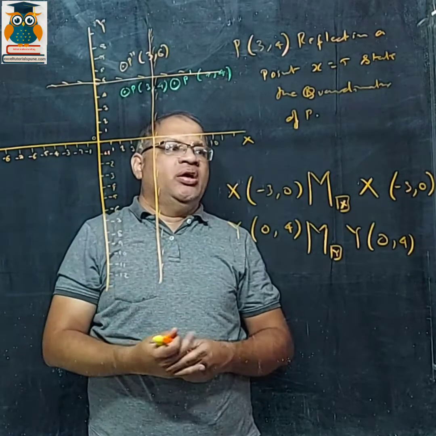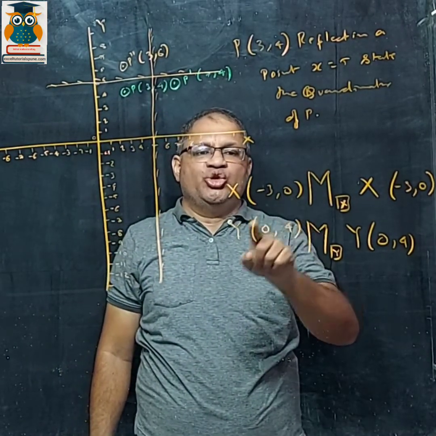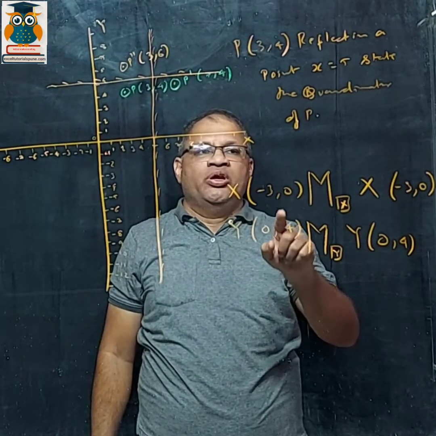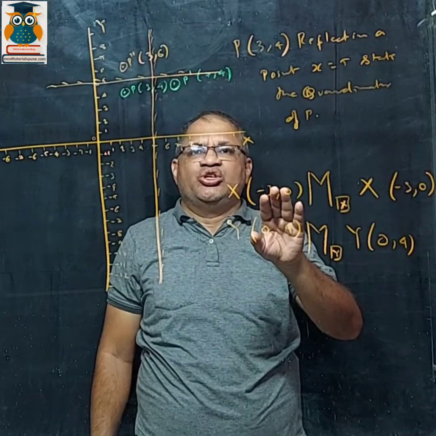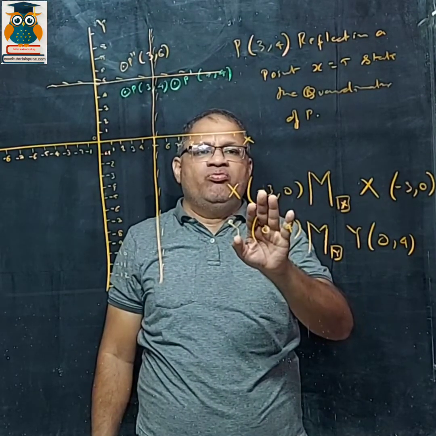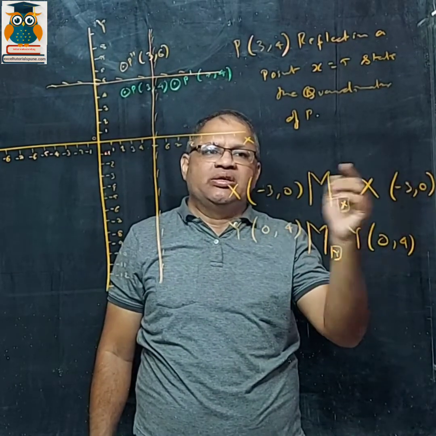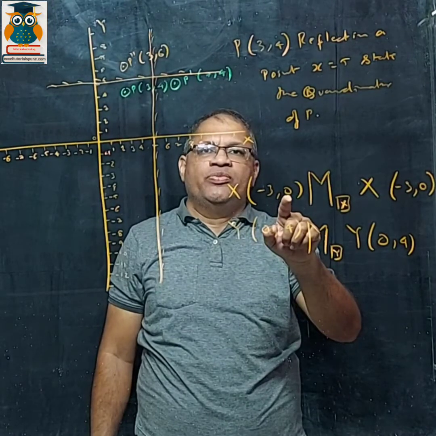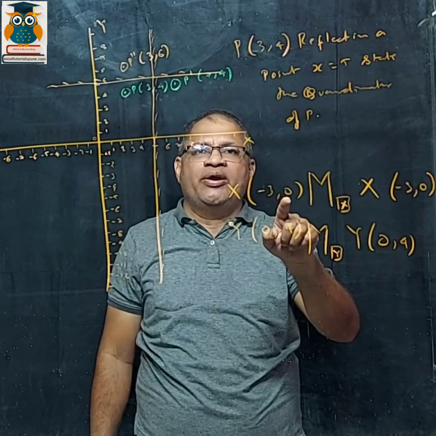Then supposing there are the coordinates (-3, 0) and (0, 4). Now this point is invariant in a certain reflection. That means question is equal to answer. So under what axis will the question be equal to the answer? For (-3, 0), it will be reflection in the x-axis. Reflection in the x-axis, the y coordinate changes.